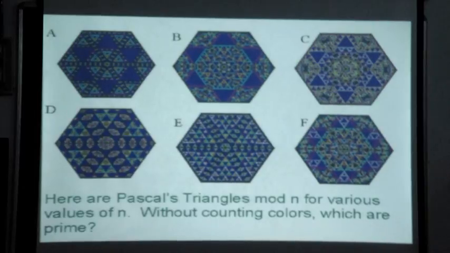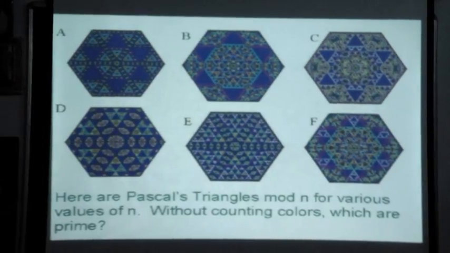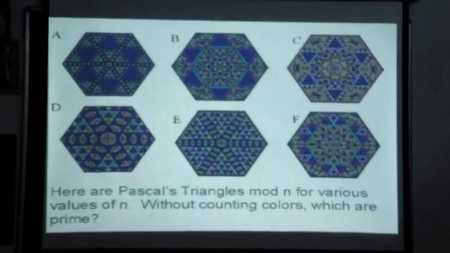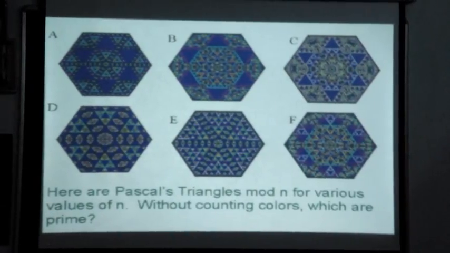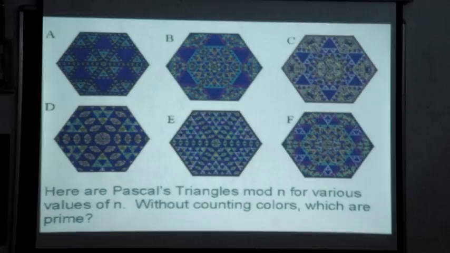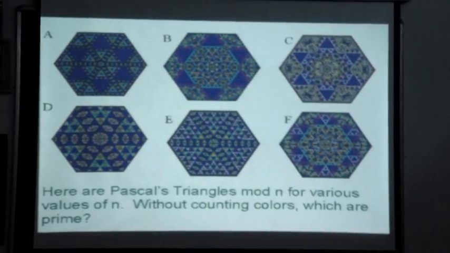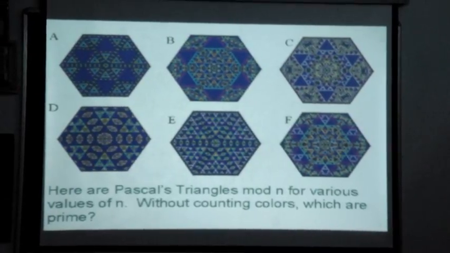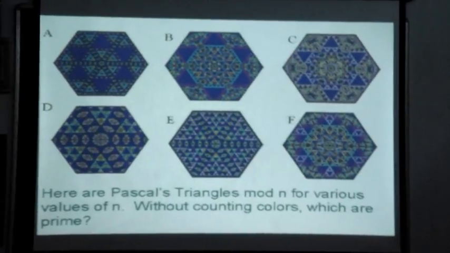Everybody knows what a prime number is, right? If you had to guess which ones are prime. Actually, 3 of them are prime and 3 of them are not prime.